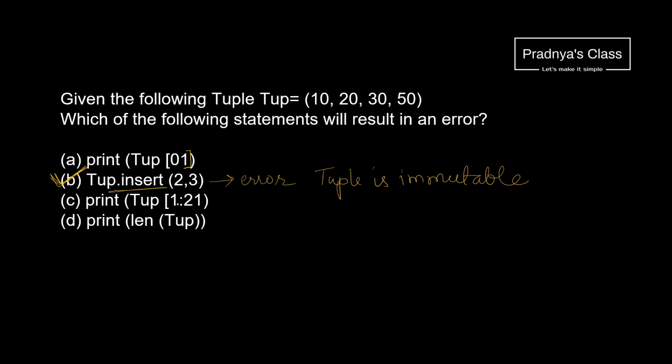In the third statement, we are applying slicing. That will work fine. And in the fourth statement, we are applying the len function on the tuple. That is also perfectly fine. We have the len function associated with tuple, which gives the number of elements of the tuple, just like list and string. So the correct option is B. As tuple is immutable, we cannot perform this operation of adding the element, or modifying or editing the element. We also cannot delete the element from the tuple.